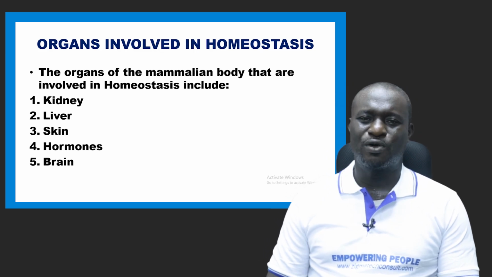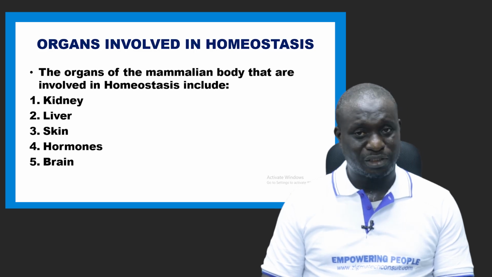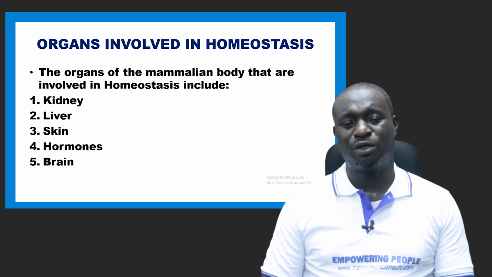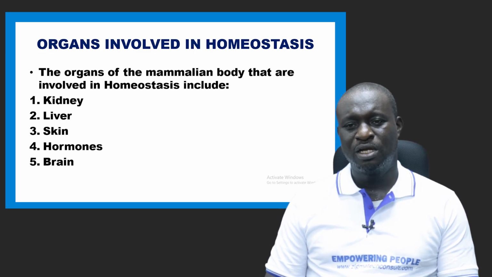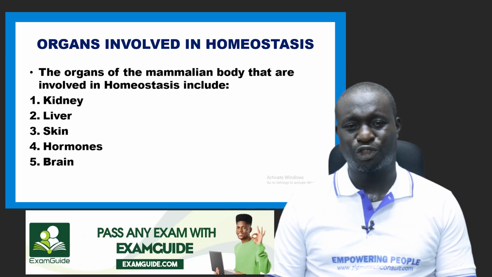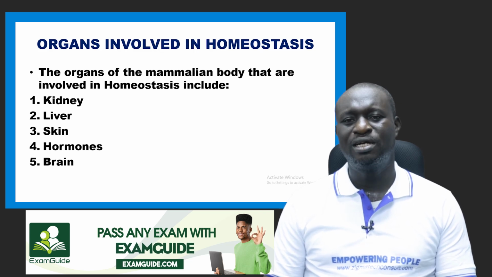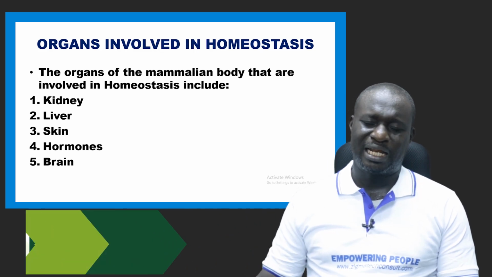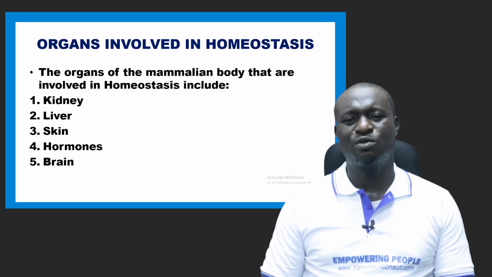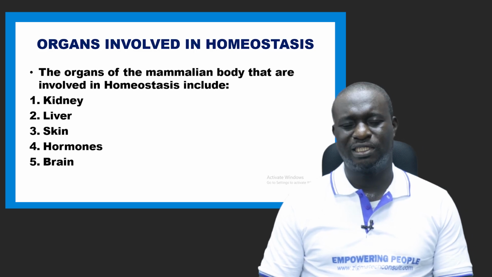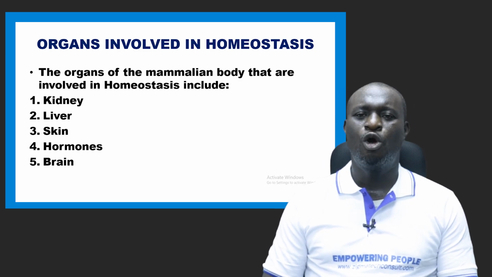So these are the organs of mostly mammals. Please take note, we're considering mammals in this case. The previous one we just talked about was about unicellular organisms. So the organs involved in homeostasis that we have just mentioned are for mammals. We have the kidney, the liver, the skin, hormones, as well as the brain. Like I also told you, we're going to be picking one at a time to look at how these organs carry out the process of homeostasis.